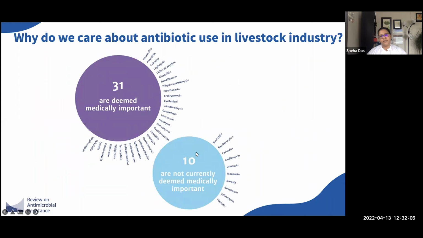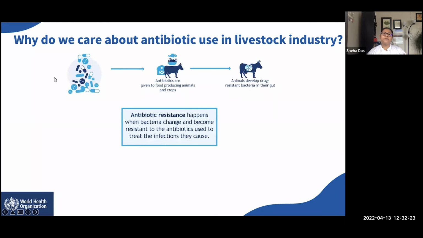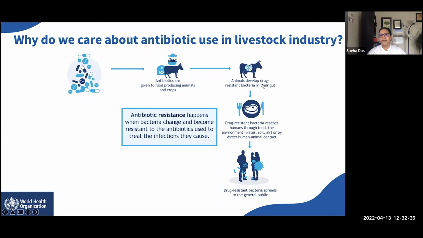So why do we care about this? Of the 41 FDA approved drugs for use in livestock, actually 31 of them are considered to be medically important for human use. And what we fear is that if we feed these antibiotics to the livestock, they will develop some antibiotic resistant strains in their body. And then it can pass on into our environment through animal excrements or through food or even direct contact with humans. And hence antimicrobial resistant strains can spread.